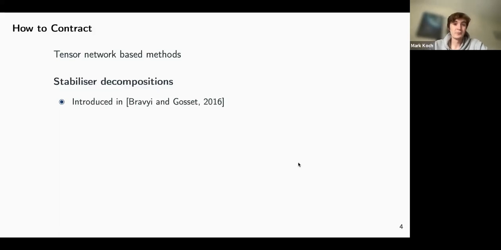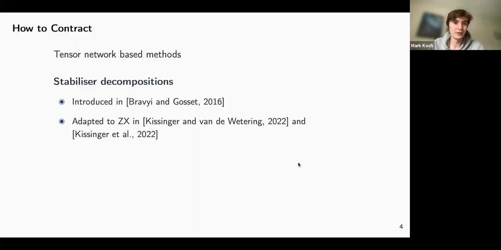This goes back to previous work by Bravyi and Gosset in a 2016 paper, who pioneered this approach. But this has also already been applied to the ZX calculus in a series of two papers by Alex and John, and also Renaud Vilmart in the second one. And this line of work resulted in the development of the QuiZX library, which is essentially a fast Rust implementation of ZX calculus that is specifically designed to do these fast stabilizer simulations.